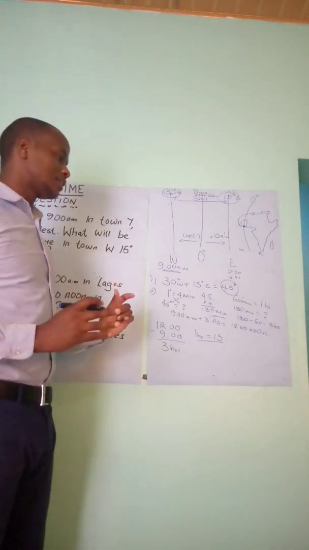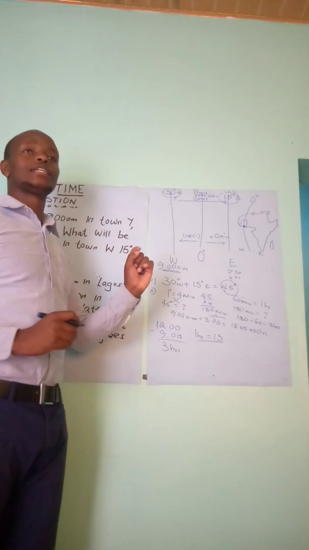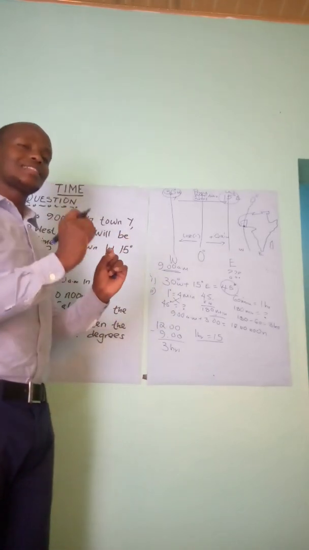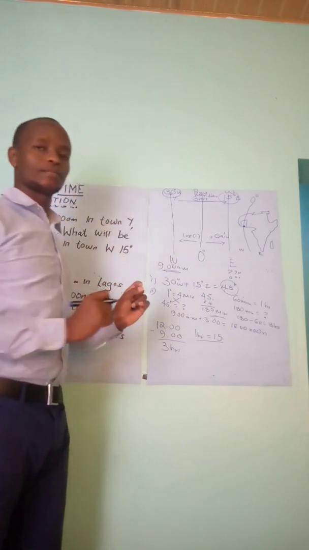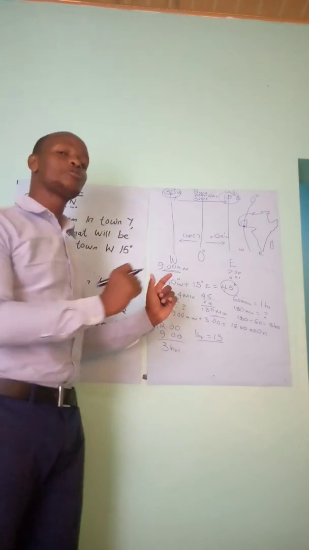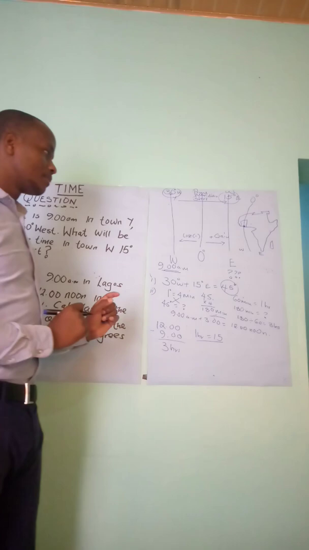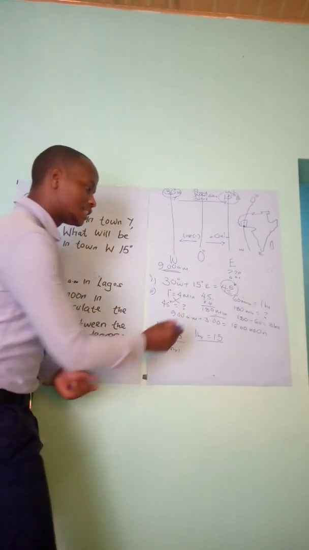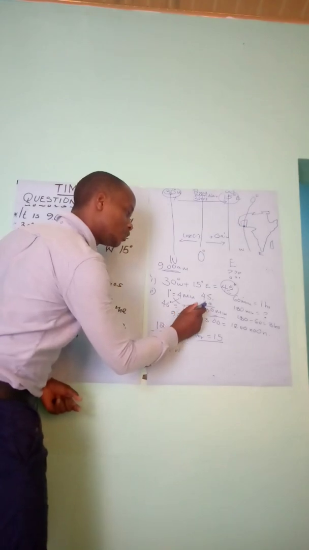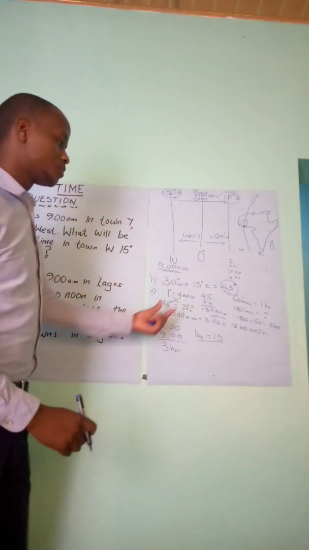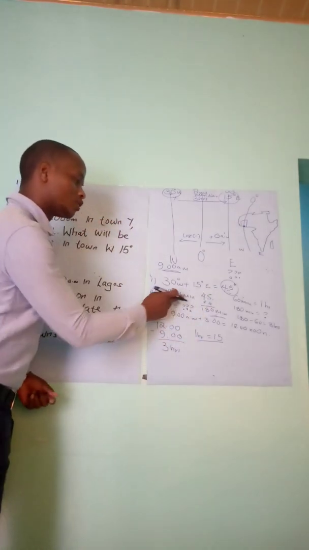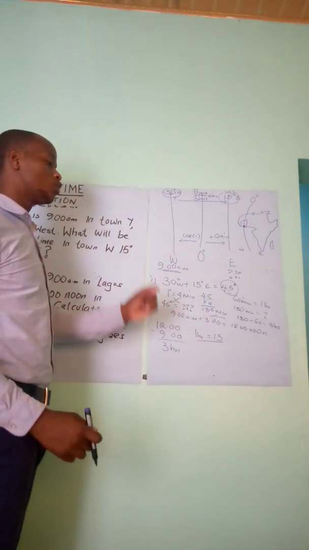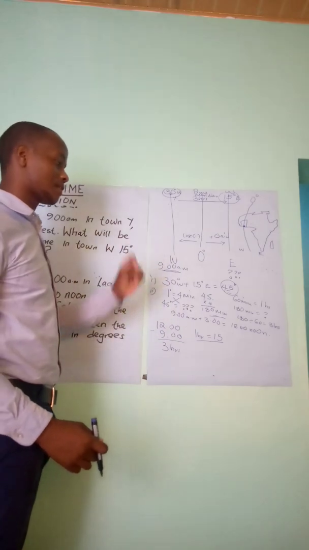And we know that to rotate 1 degree, the earth takes 4 minutes. Therefore, 1 degree is equivalent to 4 minutes. What about our 45 degrees? It will be equivalent to how many minutes? We don't know. Therefore, we cross multiply. We multiply 45 times 4. We get that it is equivalent to 180 minutes.